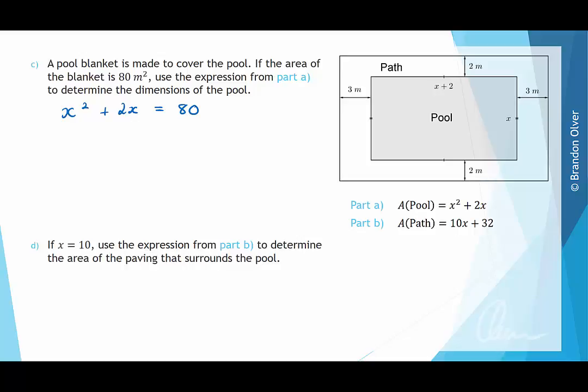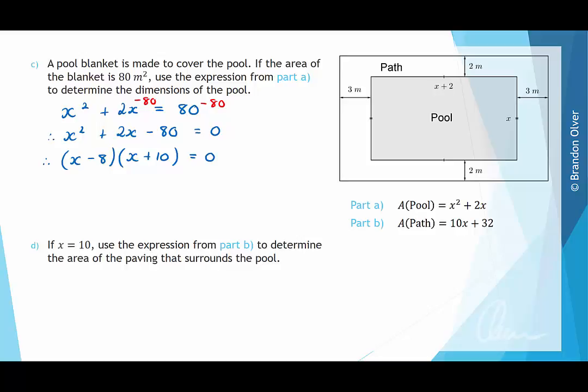Now, to solve a quadratic equation, what we need to do is get all terms onto one side of the equation. So to do that, we're going to subtract 80 from both sides of the equation. Therefore, we will have x squared plus 2x subtract 80 is equal to 0. And now, in order to solve a quadratic equation, we need to factorize it. So we can express this as x subtract 8 times x plus 10, and that will be equal to 0.